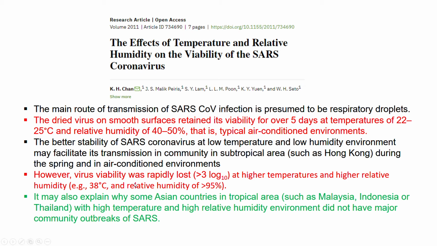Now, this phenomenon explains why some Asian countries in tropical areas such as Malaysia, Indonesia, and Thailand, with high temperatures and a high relative humidity environment, did not have any major outbreak of SARS virus in 2010 and 11.